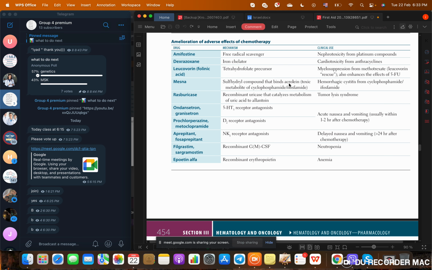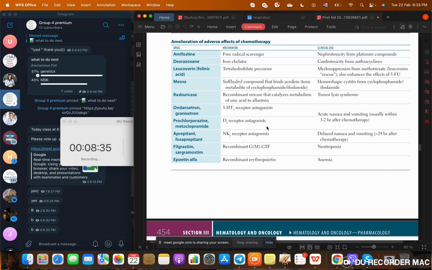You might think this is low yield. It's not. Mesna is always a question in the USMLE. Acrolein is starting to become a question in the USMLE. They do ask which substance is the toxic substance in cyclophosphamide. The answer is acrolein. Okay, also Mesna can prevent the cancer. Why? Because hemorrhagic cystitis can progress and actually become cancer.